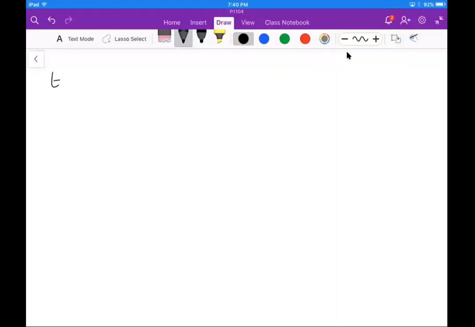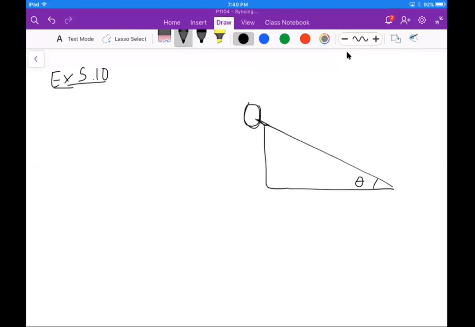So the new example is example 5.10. I'll draw the figure. So we have here this inclined plane making an angle theta with the horizontal. Here we have the pulley, and from one side is connected the ball of mass M1 to the pulley, and on the other side we have the block M2.